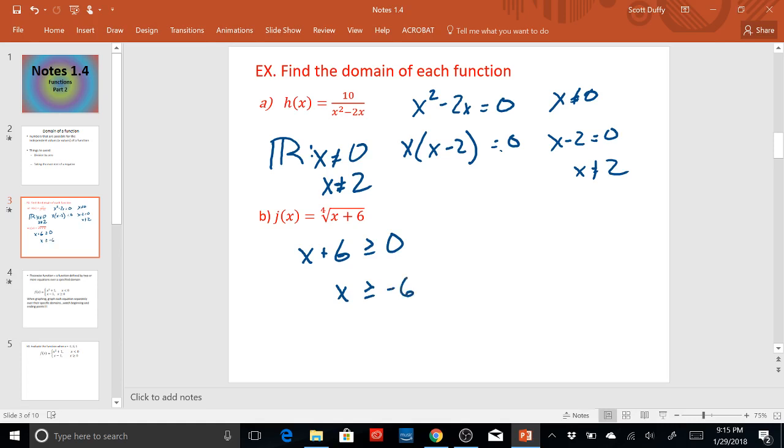So if we're going to write our domain, we can write it with the brackets as I showed you guys yesterday. With a lower limit, the minimum it can be is negative 6, and the highest it could try to be is infinity. But it will never touch infinity, and that's why we use parentheses, whereas it can be negative 6. That's why we use this bracket.